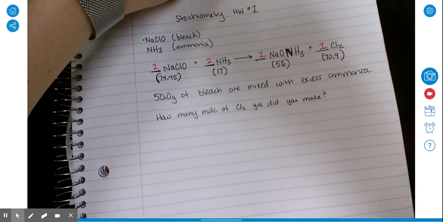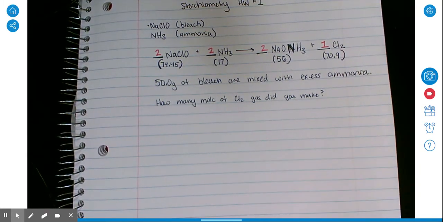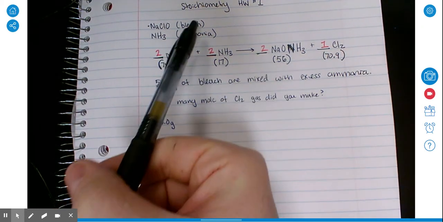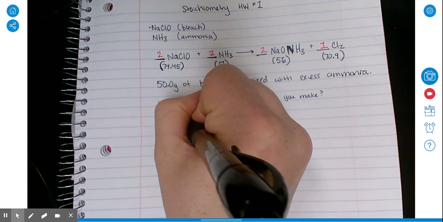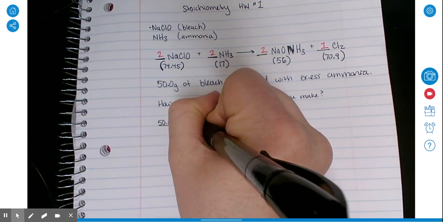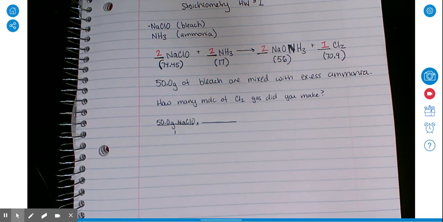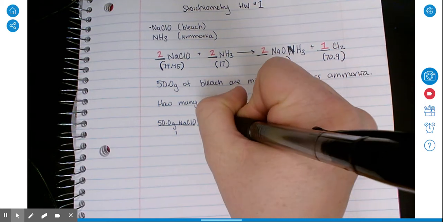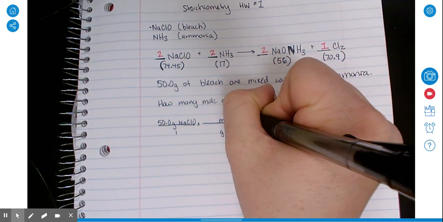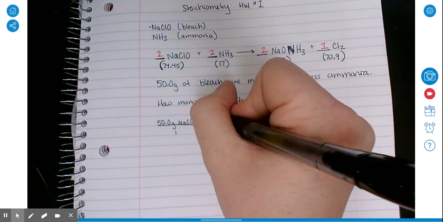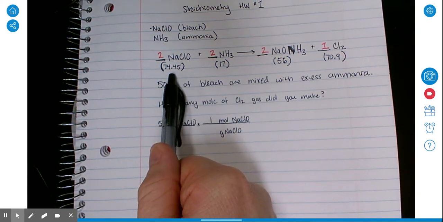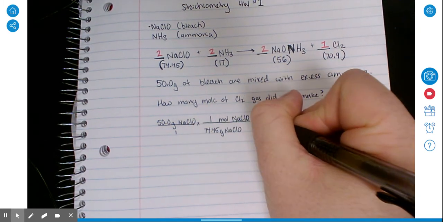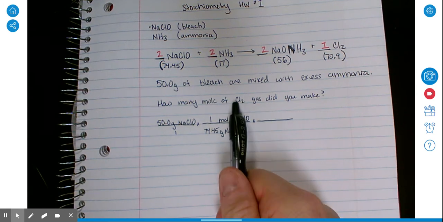So start with what you know. I started with 50 grams of bleach. Bleach is NaClO. Using our mole conversions, grams is not usually a helpful place to be. Go to moles, grams of NaClO to moles of NaClO. 1 mole of NaClO contains 74.45 grams.